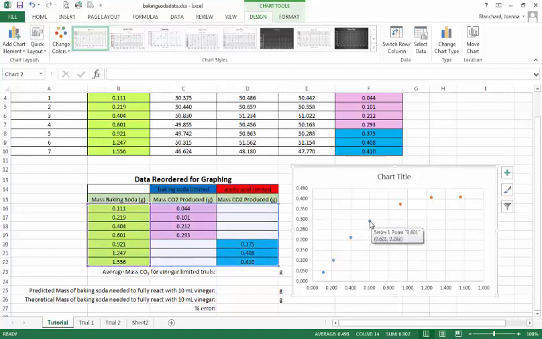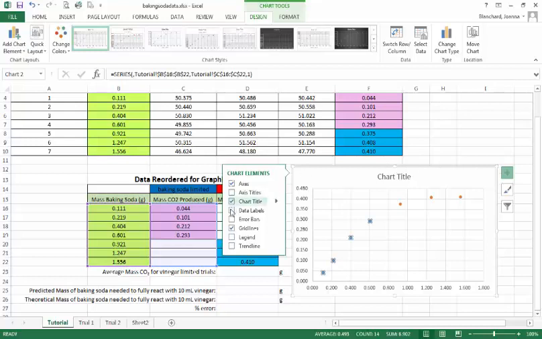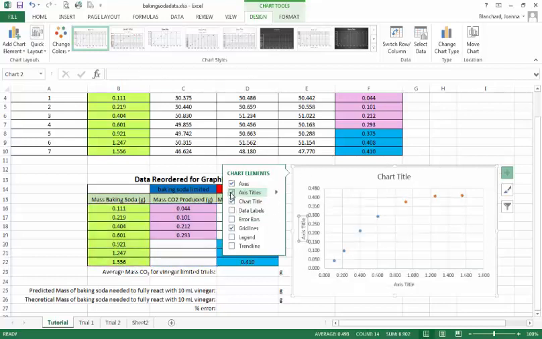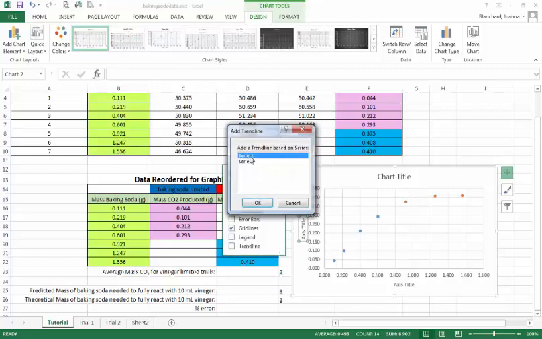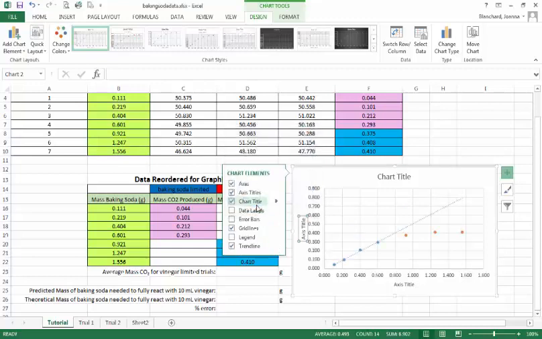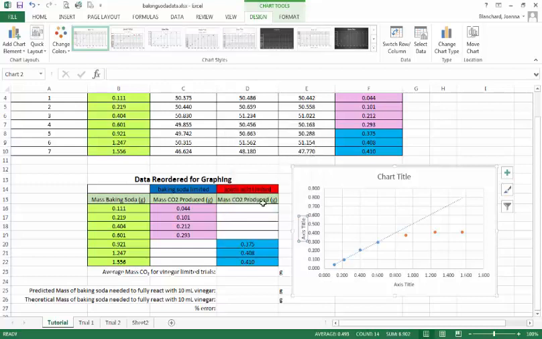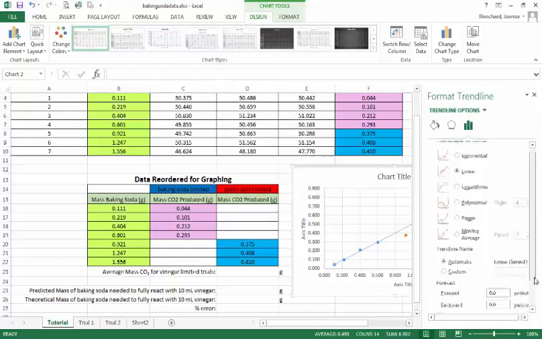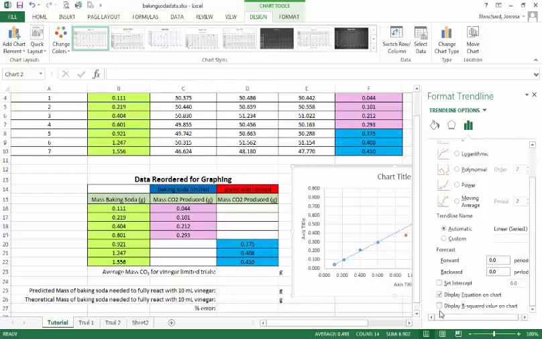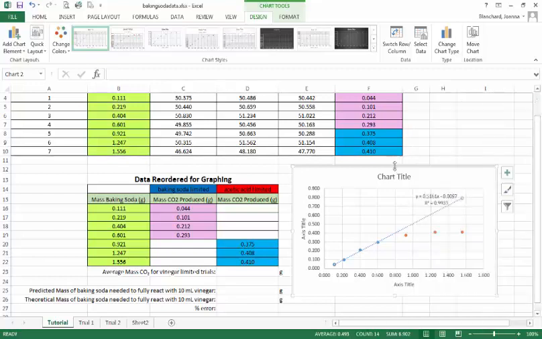Your instructions say that you're going to need to add a trend line. So let's add all the different things we're going to need. We're going to need axes titles, and we're also going to need a trend line. And we want the trend line for series 1 only. And also on trend line, we want to go to more options. What we want to do is display the equation on the chart, and display the R squared value on the chart. So I'll close this.